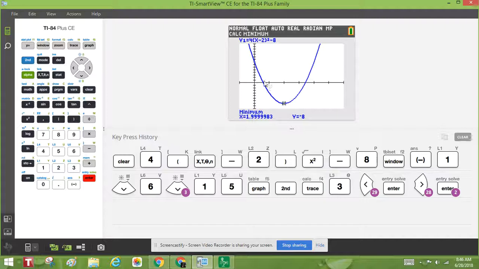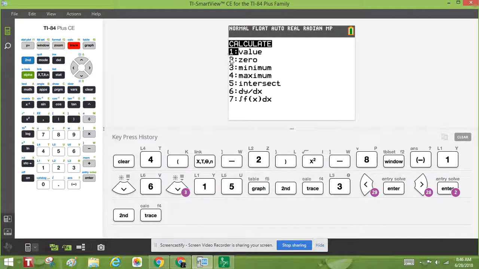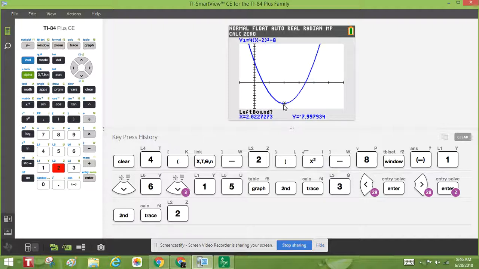All right, now let's go find our 2 x-intercepts. We have one here to the left of the vertex and one to the right. So again, you're going to go to second, trace, which is calc. And now you want to find the zeros, number 2. So just like before, it says left bound. So you're going to want to take this cursor and put it to the left of the left-hand side 0. It doesn't matter which intercept you find first. I just am going to choose this one first. And anywhere to the left of it is fine. So I'm going to hit enter.